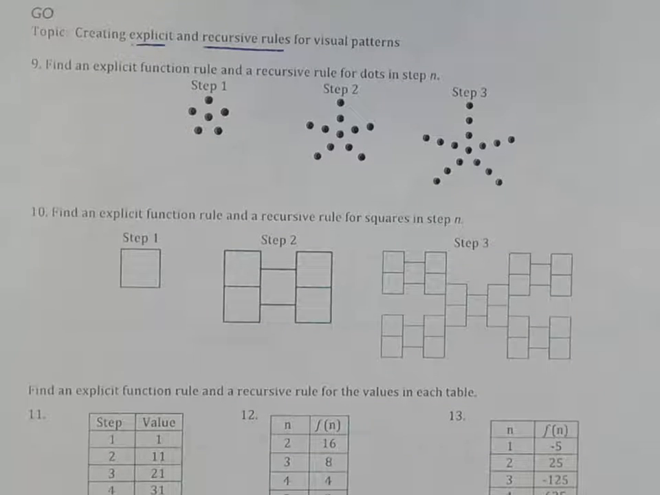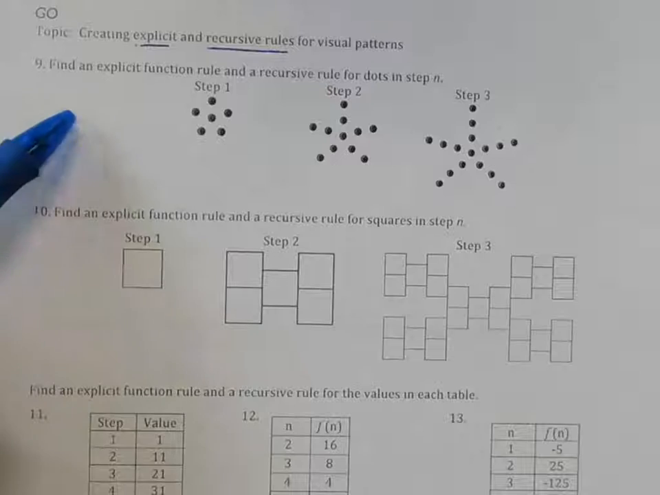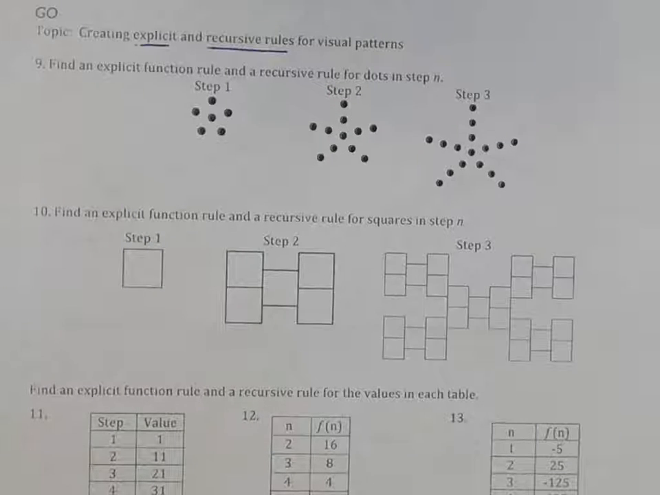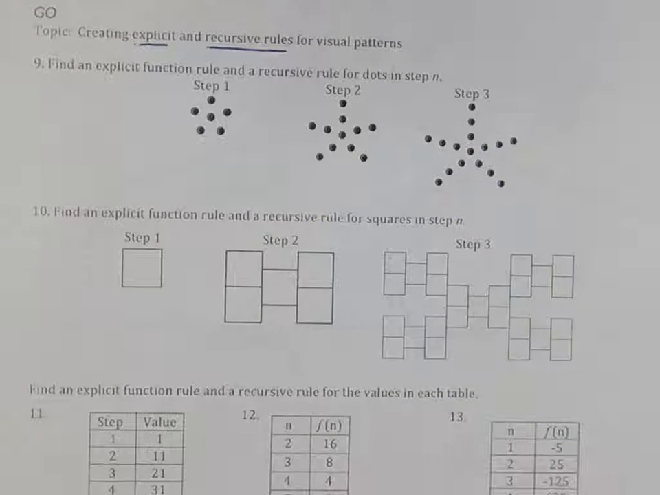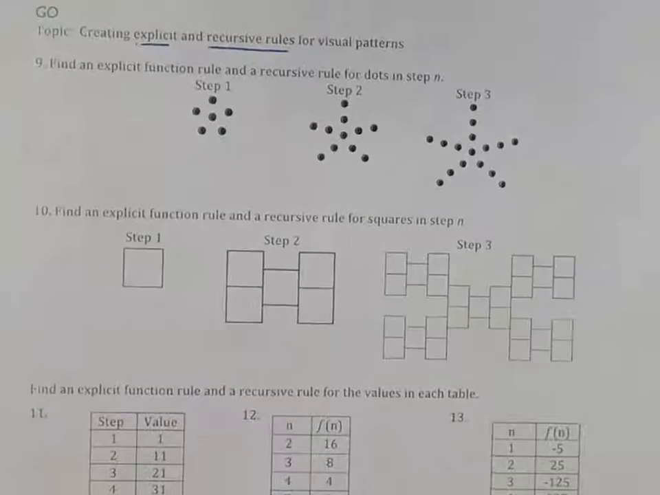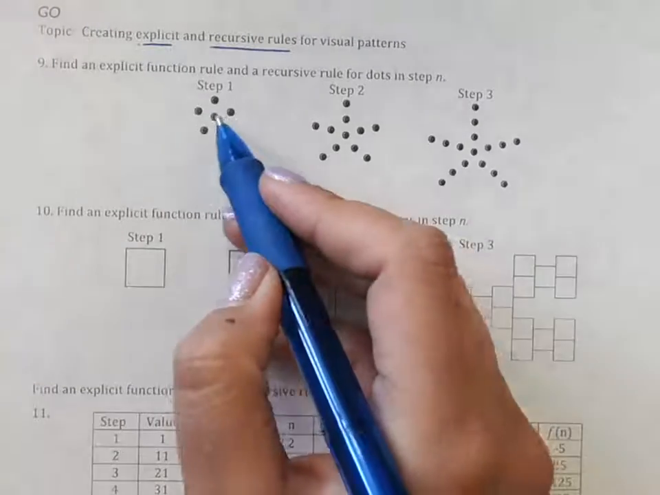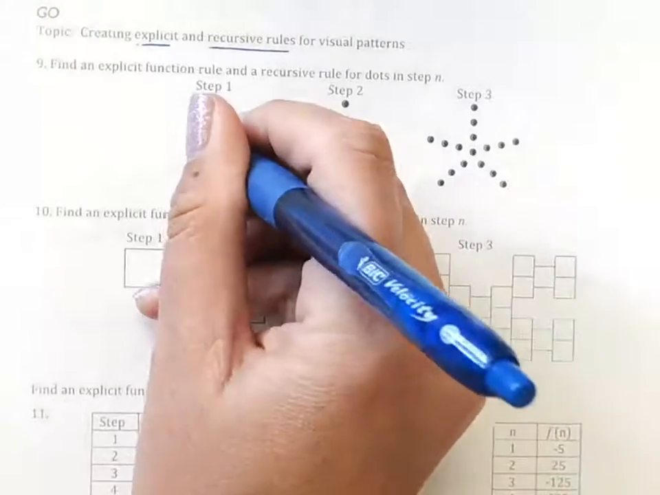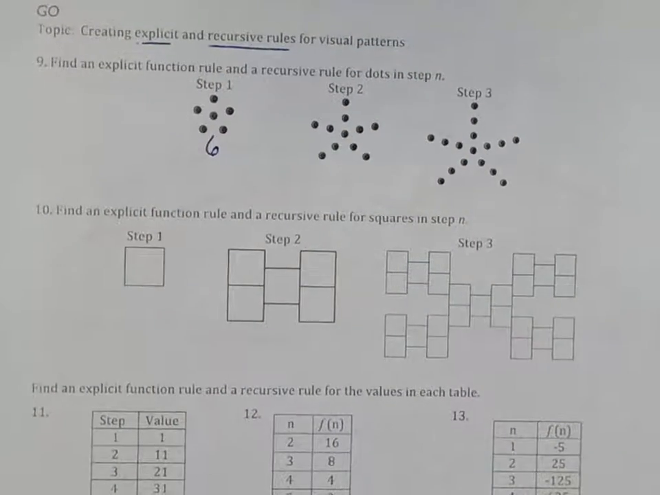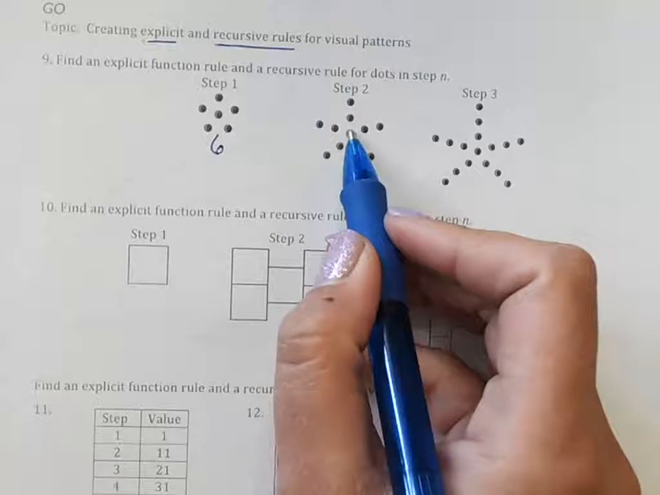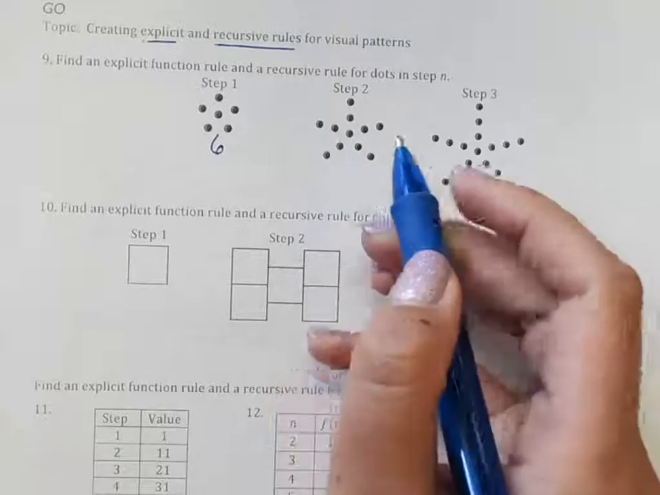For number 9, find an explicit function rule and a recursive rule for the dots in step n. From step 1 to step 2 to step 3 and so on, what are we doing in this pattern? Well, let's see. How many dots do I start out with? I start out with 1, 2, 3, 4, 5, 6. I start out with 6 dots. And then I have 1, 2, 3, 4, 5, 6, 7, 8, 9, 10, 11.